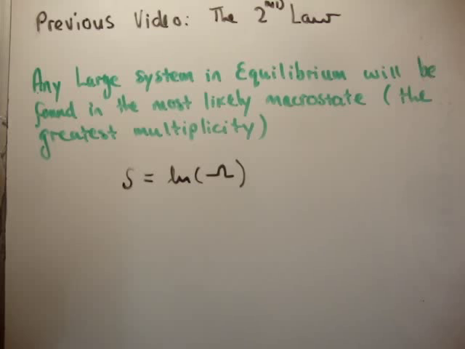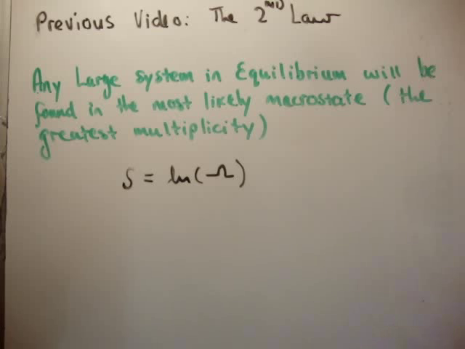Like I've said a few times at this stage, we're going to leave out k, and we should leave it there, but we're trying to come to terms with what it means, so we'll leave it out. Alright? So we say entropy is the natural logarithm of the number of states.